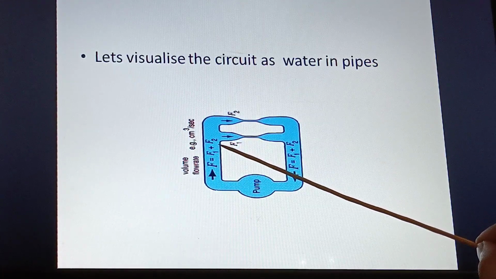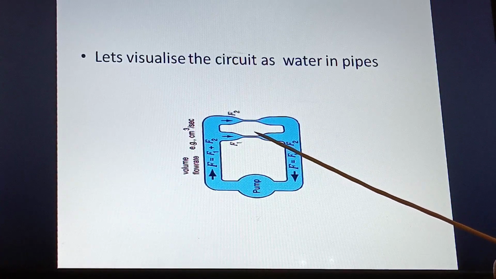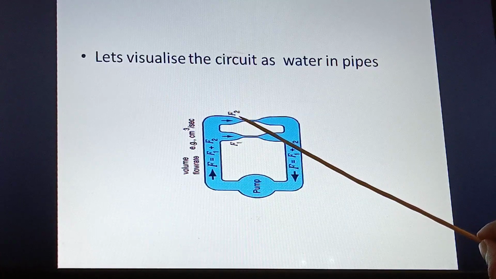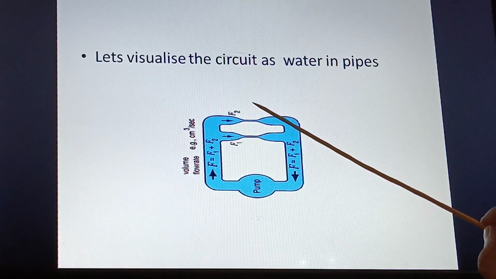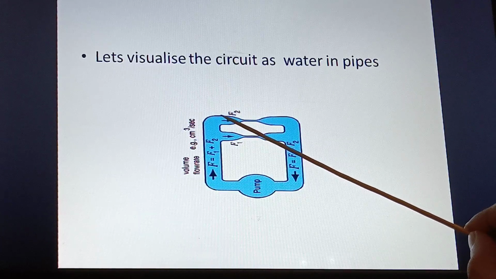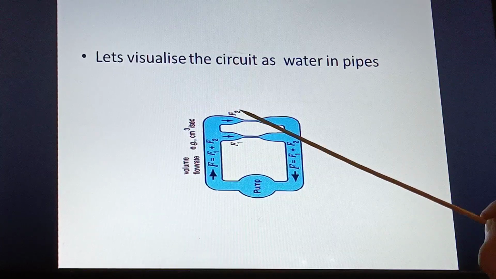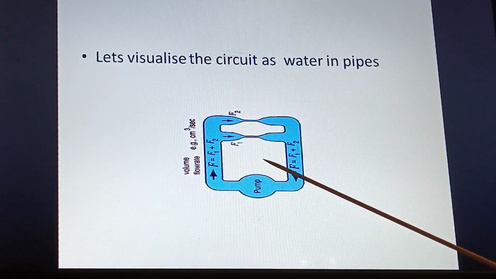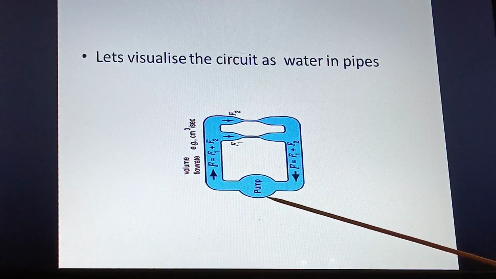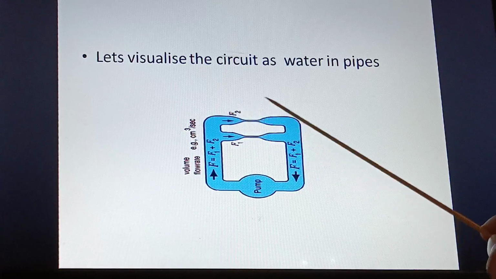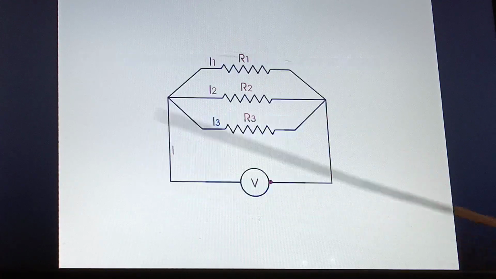Now what happens? If you see here, there are two ways, isn't it? There are two ways for the water to go. This is the first way, this is the second way. Now does water flow in both the pipes? In both the pipes it has to flow, but will it be the same 10 liters or will it be divided? It will be divided. When the water flow comes here, since there are two ways, it will be divided.